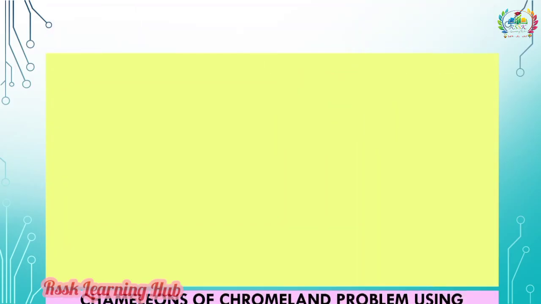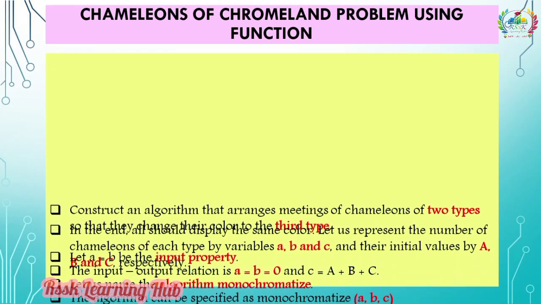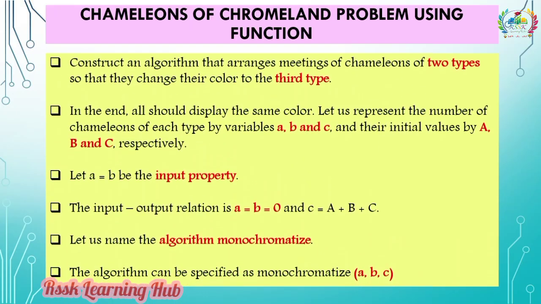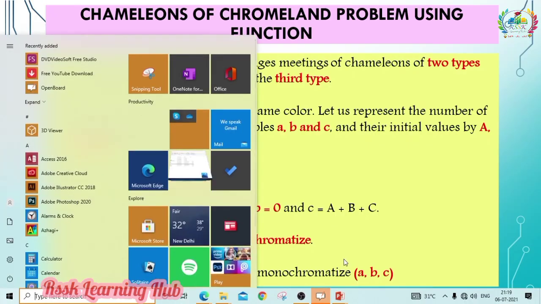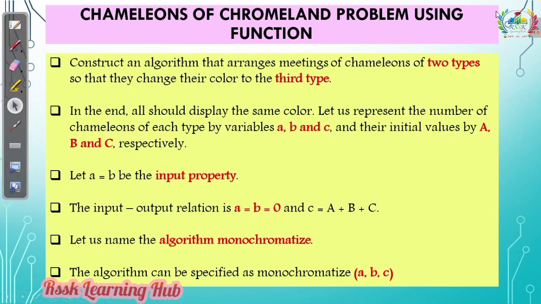Now consider this one, how to construct an algorithm for the strategies. So what is the problem we are discussing here? First you have to take two chameleons, that is, two different chameleons. Those two different chameleons' values must be equal. So when they meet, automatically the color of the third chameleon gets changed. This is the condition for constructing this algorithm.